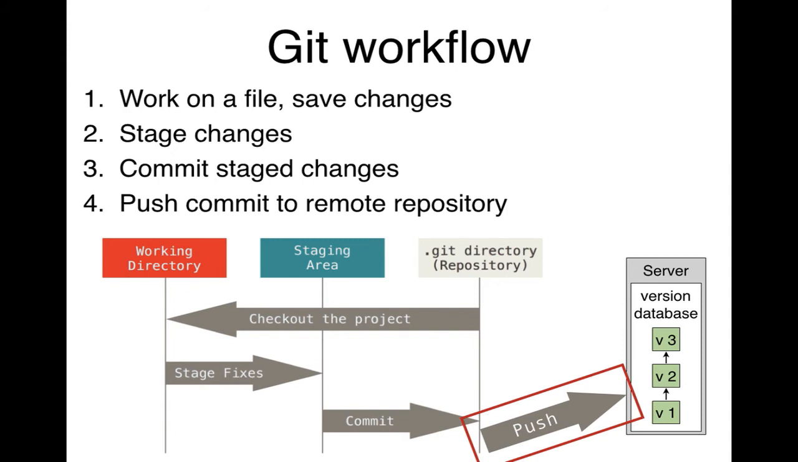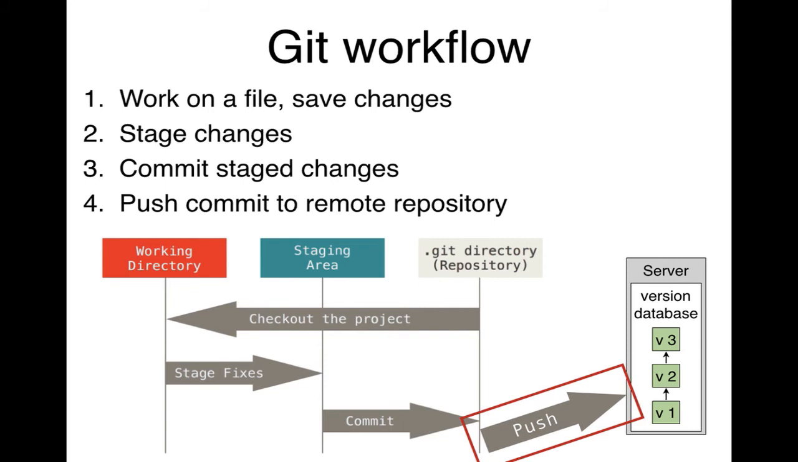And you can go through that cycle from 1 through 3 as many times as you want on your local computer. So say you're on a bus or on a plane or something, you don't have access to the internet. That's not a problem. You can keep working, keep staging, keep committing changes into your local copy of the version database. And then when you do get access to the internet, you can push all of those commits at once to the remote repository.